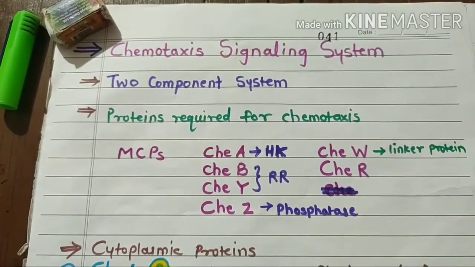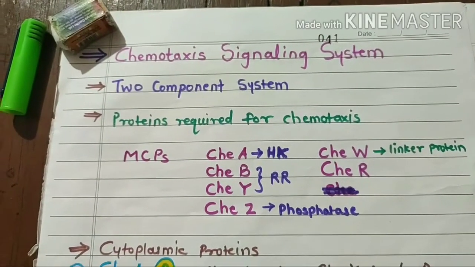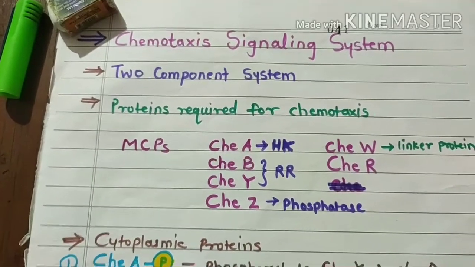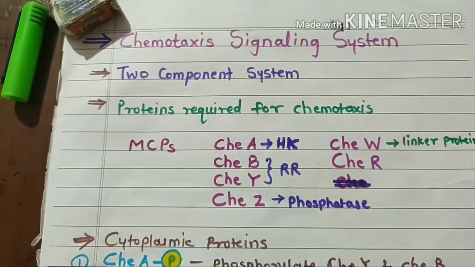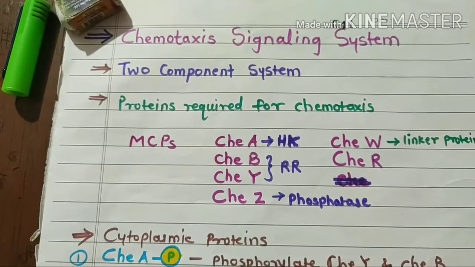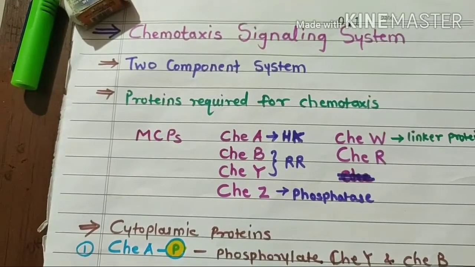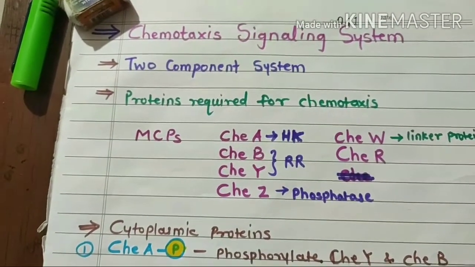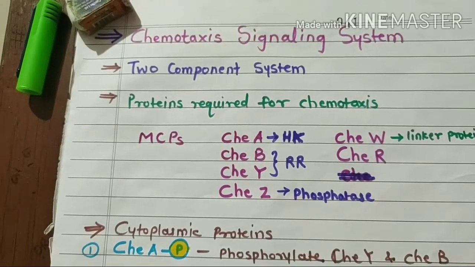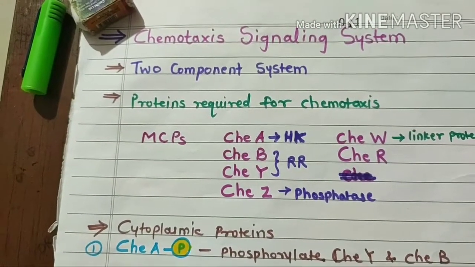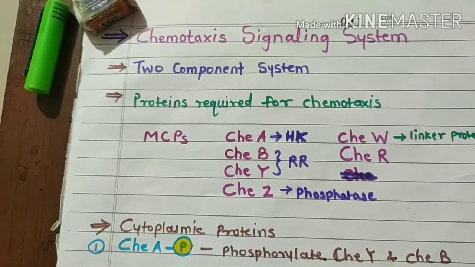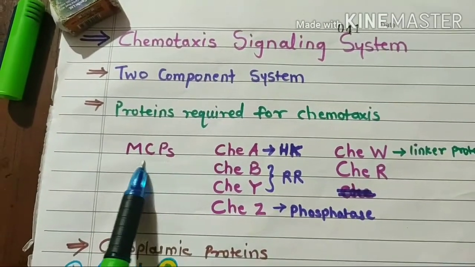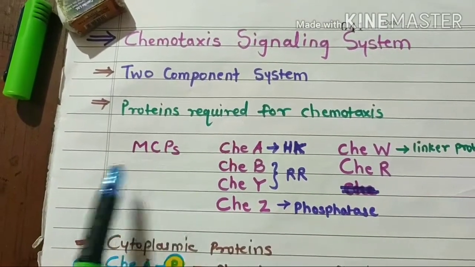The chemotaxis signaling system is a two-component system. For a detailed mechanism of the two-component system, you can refer to my previous videos. What a two-component system is made up of is basically a histidine kinase protein and a response regulator, and additionally some phosphatase proteins. So we will see what proteins are required for chemotaxis. Apart from the two-component system proteins, there are additional proteins which are involved in chemotaxis. So let's see. First protein is MCPs. So what are MCPs? We will see in detail.